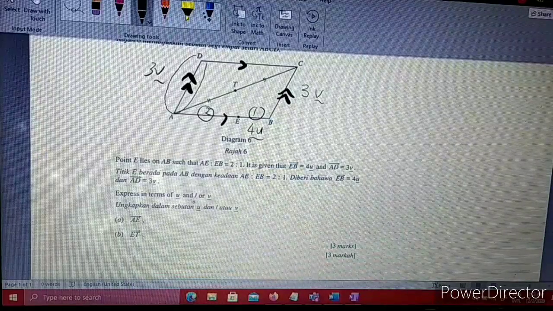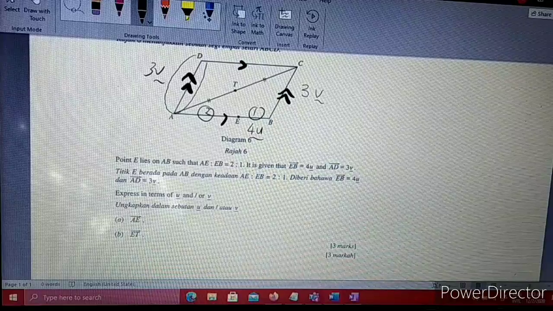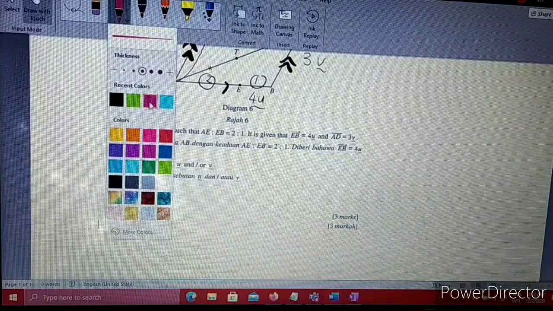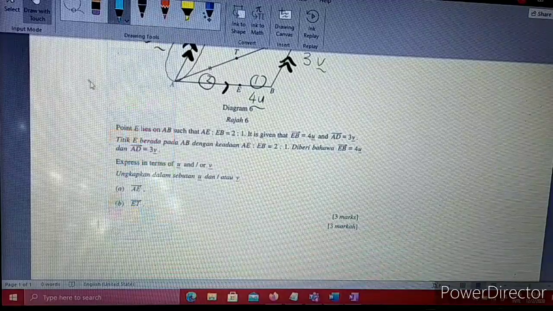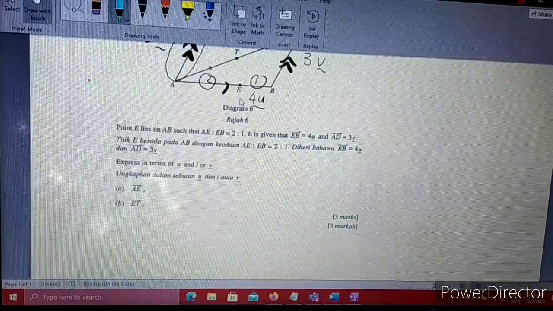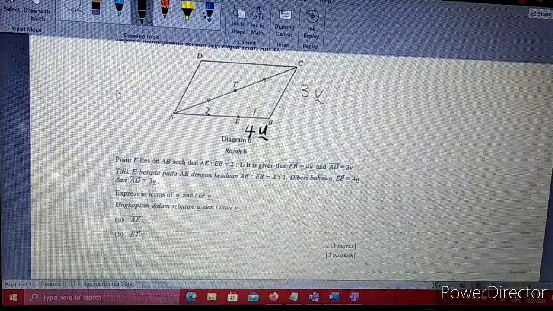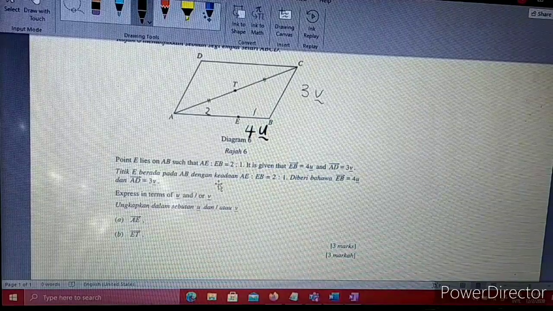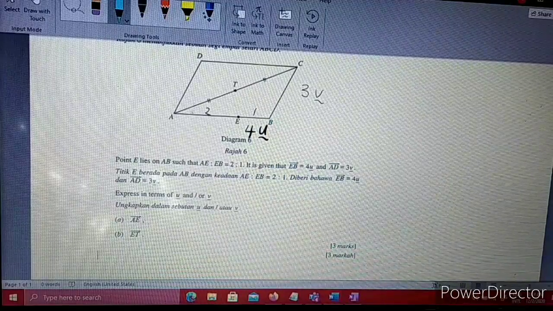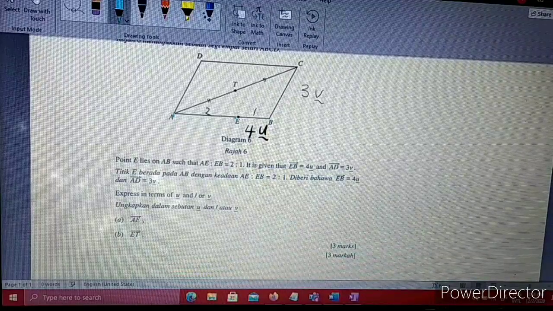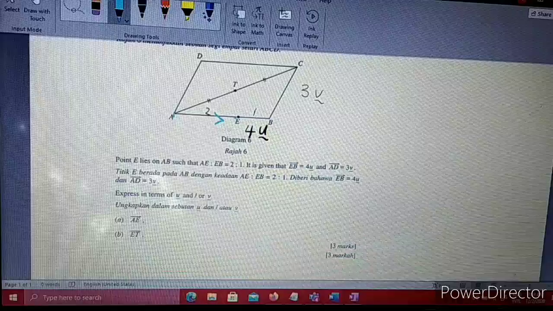Express AE in terms of U and V. I think this is easy. Let me change color. So AE, let me clear everything. I have erased the parallel sign; I hope you could see it previously. So what is AE? This is what we want to find. AE means A to E, so the arrow is like that, right?